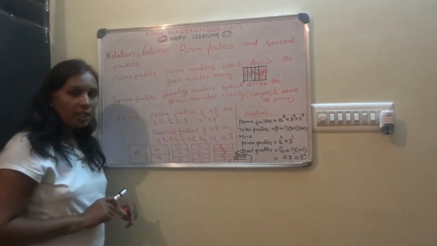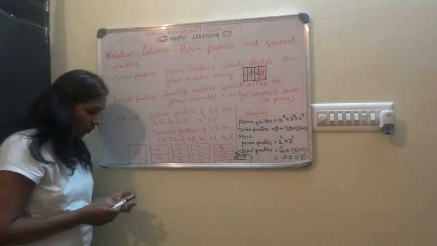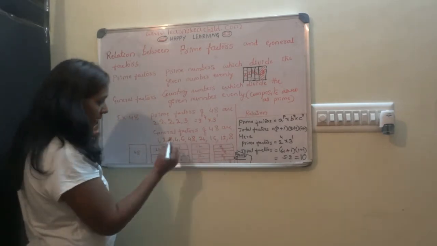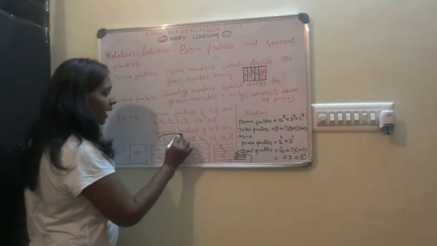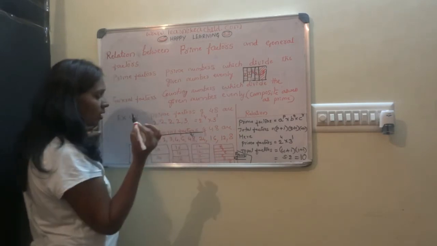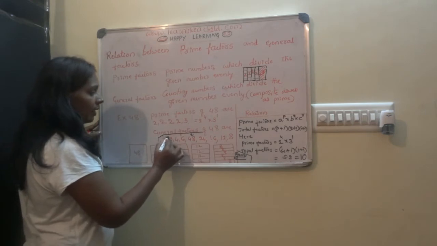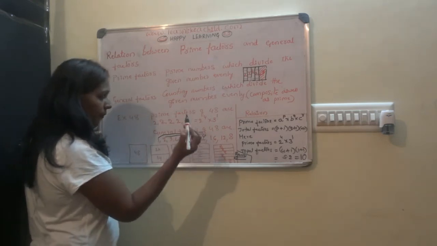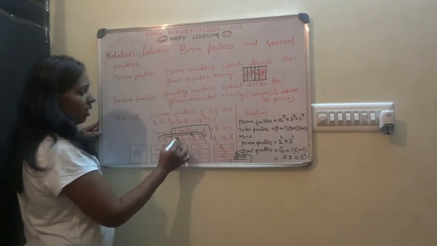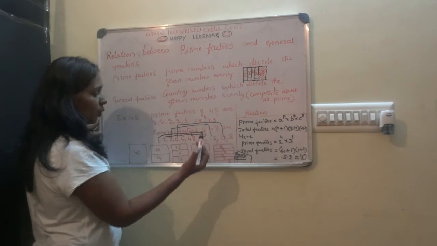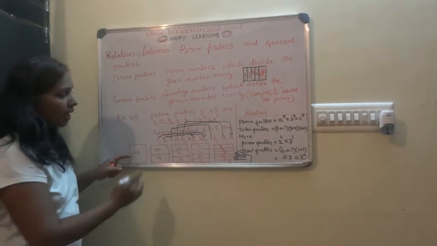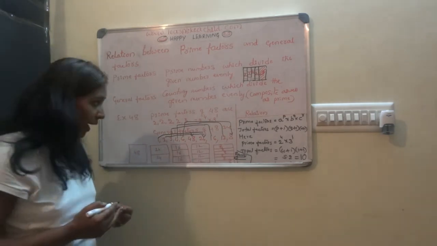One way I have shown here, but the reverse case I have not shown. But we can relate the factors. 1 can be related with 48. 2 can be related with 24. Similarly, 3 can be related with 16, 4 can be related with 12, and 6 can be related with 8. In this way, we can find the factors.